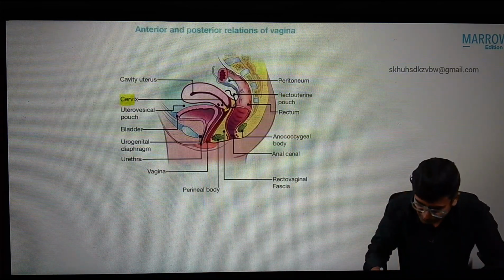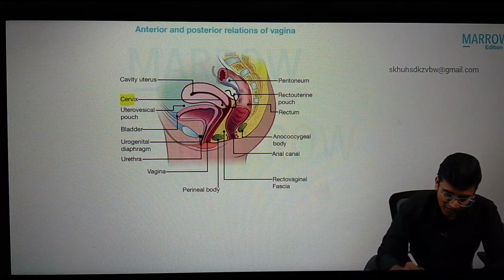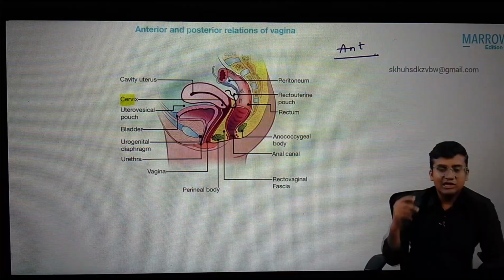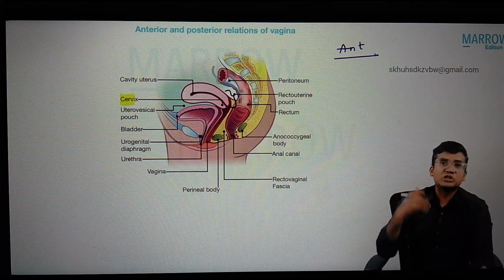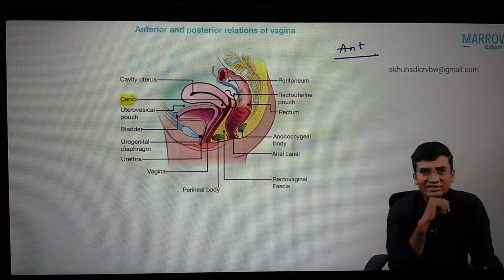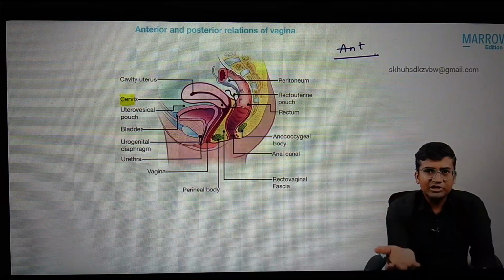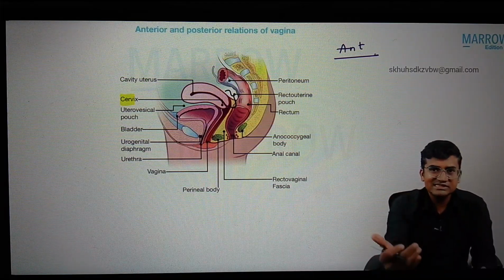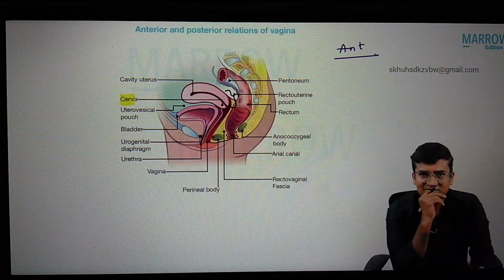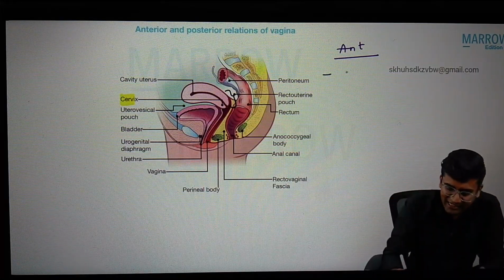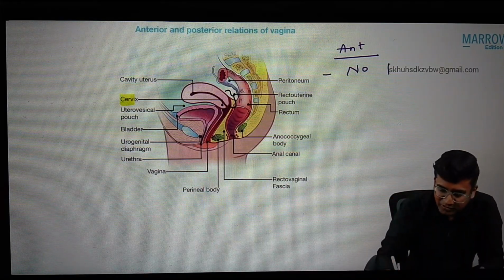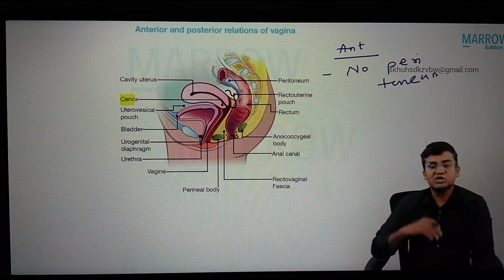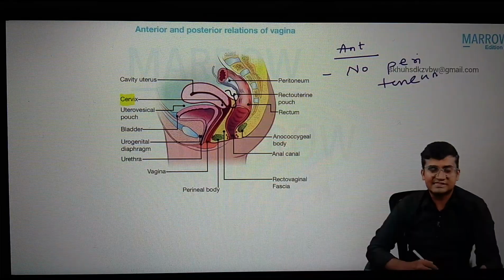Now what are the relations? See the diagram. Anteriorly, the cervix is not covered by peritoneum. Why, sir? I told you just now. The peritoneum is covering the front side only up to the isthmus. The cervix is present just below the isthmus. Yes or no? Yes. So anteriorly, no peritoneum; the peritoneum is not covering the front side of the cervix.